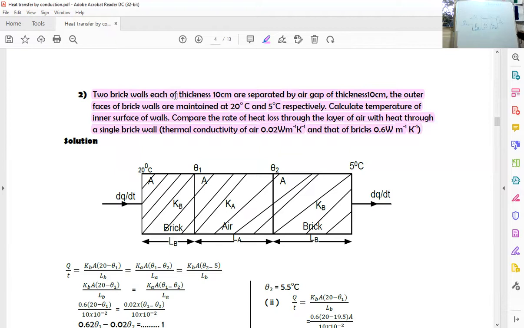If you look at the thickness of this brick, this is the length of the brick, L_B. If the brick is 1, then here it is also L_B, the length of the brick. It is the same for this brick here because the bricks are of the same material. Here then we have the length of the air gap, L_A.